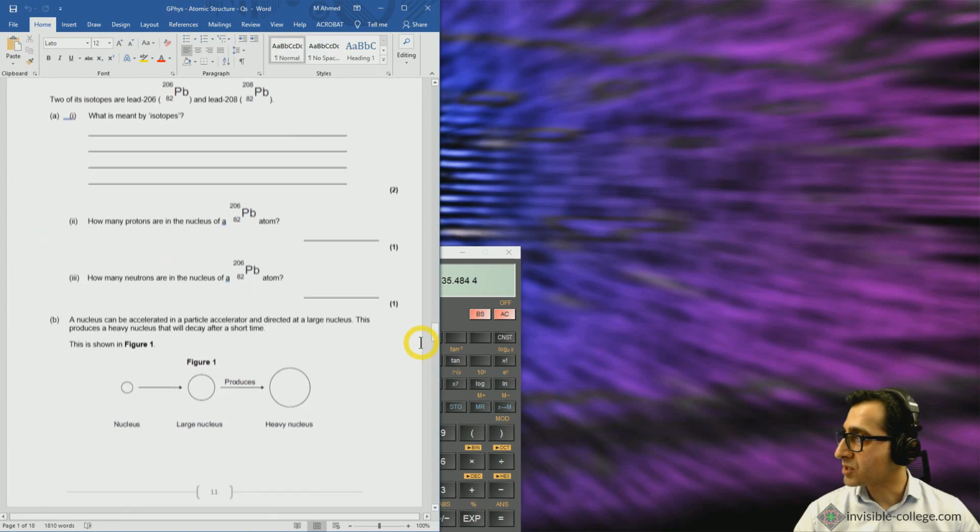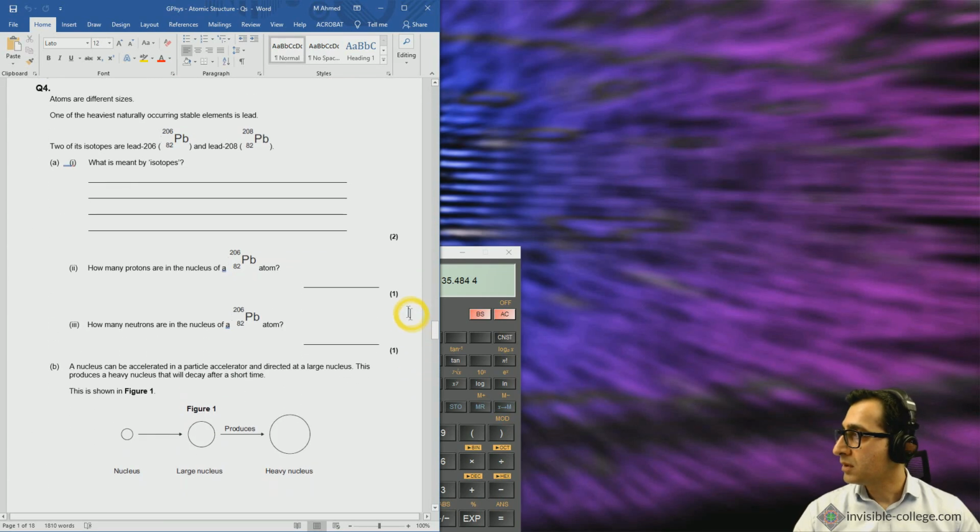Where is it? Yeah, so question number 4. All right, so atoms are different sizes. One of the heaviest naturally occurring stable elements is lead. Two of its isotopes are lead-206 and lead-208. So they're giving you the mass numbers and atomic numbers of these two lead isotopes.